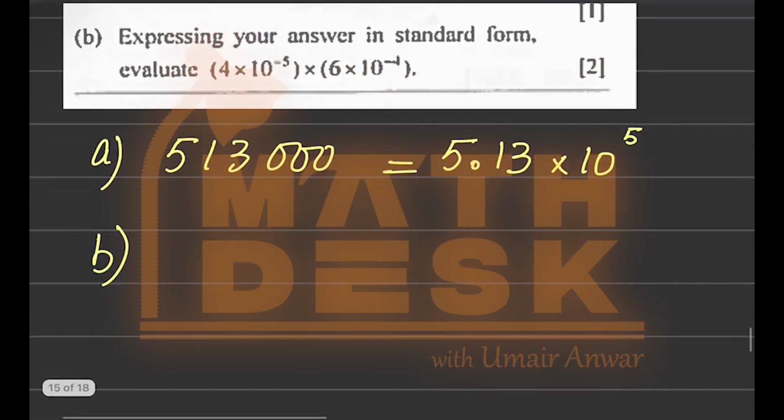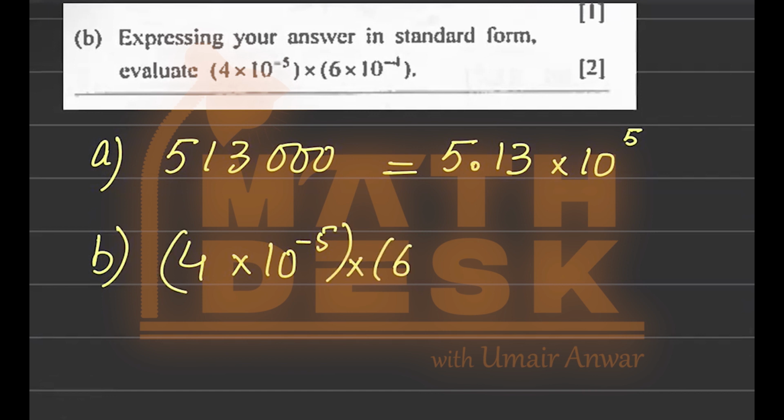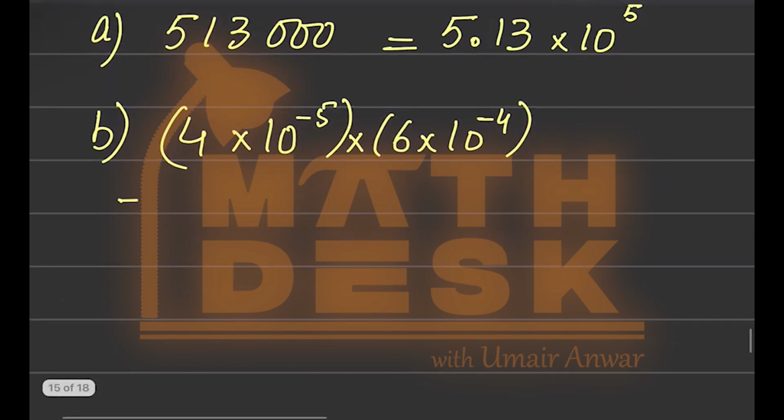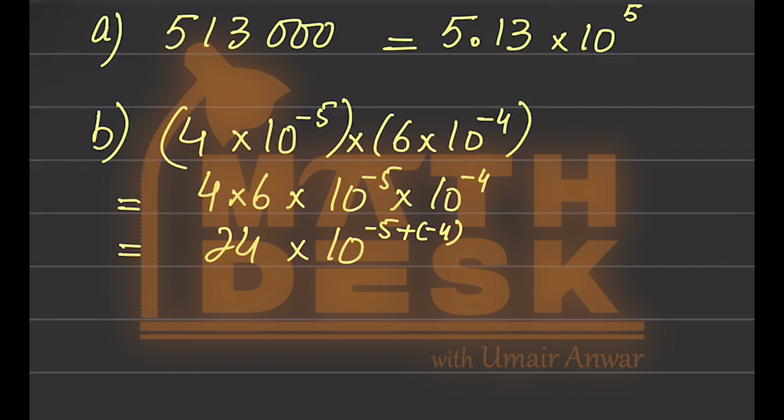Next thing, expressing your answer in standard form, evaluate this expression. 4 into 10 raised to minus 5 multiplied by 6 into 10 raised to minus 4. Now, first of all, we'll be multiplying 4 into 6, and the indices would be simplified by adding with each other. It becomes 24, and 10 raised to minus 5 plus minus 4 would get added. So we have 24 into 10 raised to minus 9.